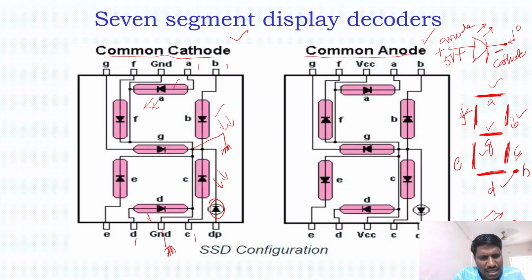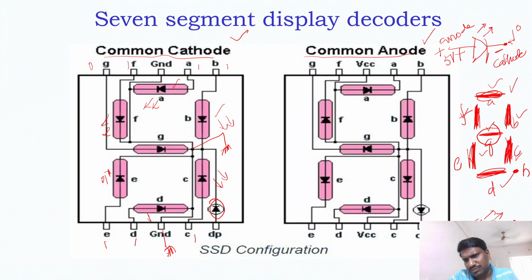So what is going to happen is when I give 1, this will glow. This will emit light if I connect 1 here. The one which is connected to G, if I connect it to 0, it will not emit light. So everything is glowing except G. This is glowing, this is glowing, but this is not glowing. That means we are displaying 0. Similarly, if you want to display 1, I have to glow this one and this one. Similarly, I want to glow 2, 3, 4.